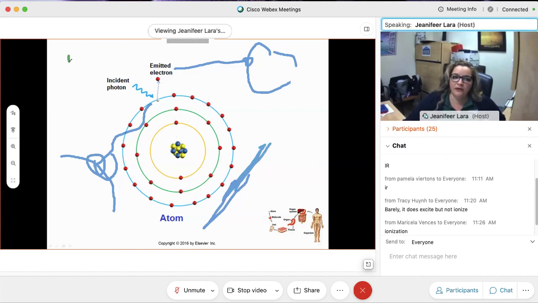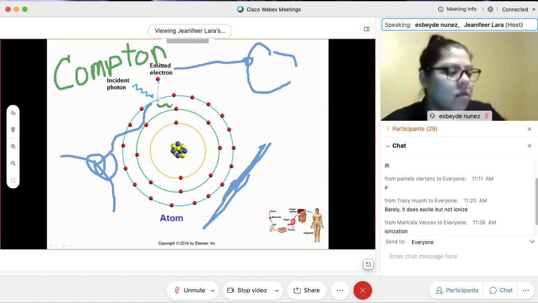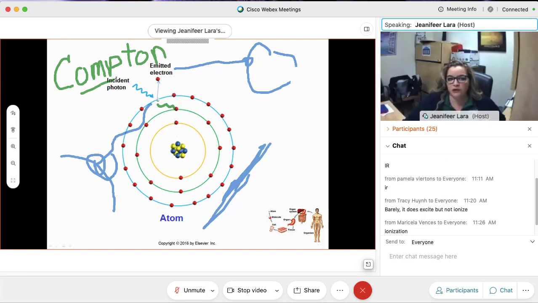Why did we call this the Compton interaction? What did Compton say the interaction was with specifically? Which electrons? The outer orbital. Outer or middle. So if I know that we are going to have interactions with the middle or outer, we are talking about Compton only.